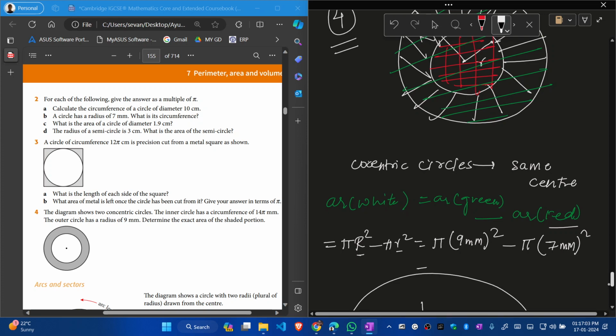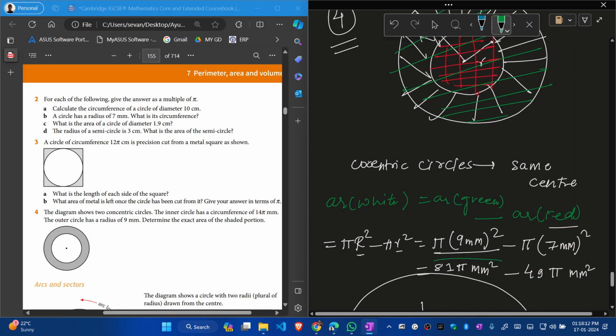So what will this quantity be? Can you tell me? Pi times 9 mm whole square. It will be pi times 81 mm, so I can say it is 81 pi mm square for this part. For the other part, minus pi times 7 millimeter whole square, that will be 49, and pi is also there, so 49 pi millimeters square.